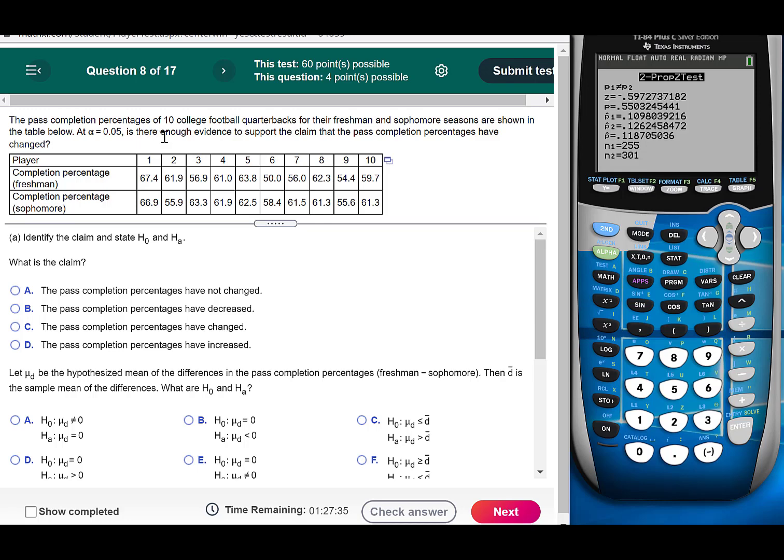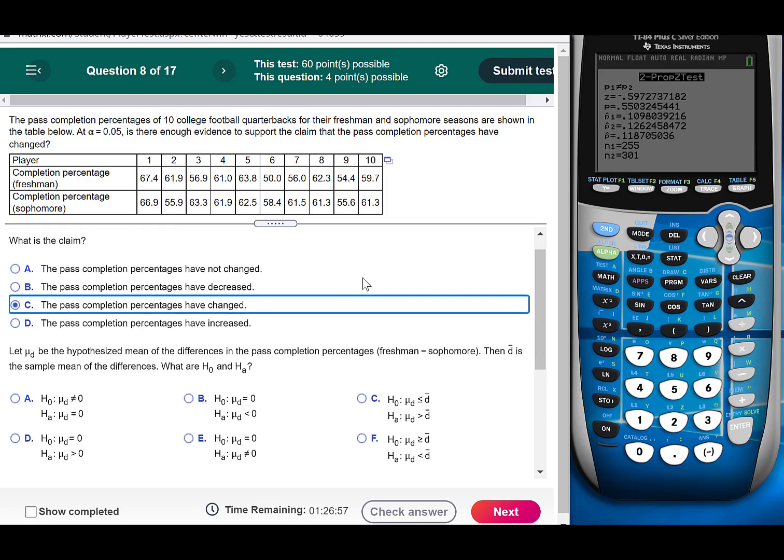The pass completion percentage of 10 college football quarterbacks for the freshman and sophomore season are shown in the table below. At alpha equals 5%, is there enough evidence to support the claim that the pass completion percentages have changed? Have it changed means that they are different. They are different means that it's different from 0. If it says less than or greater than, then you have to use less than or equal to 0, or greater than or equal. But it says have it changed, so it will be different from 0. So the pass completion rate have changed.